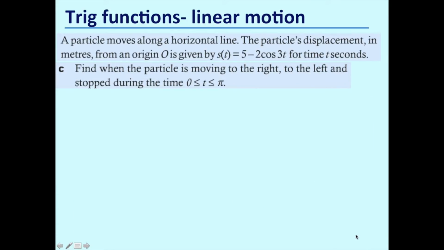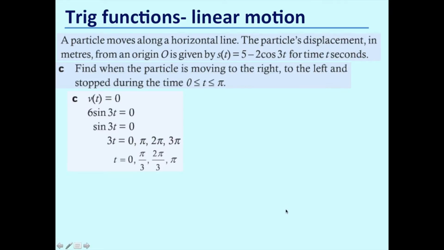Find when the particle is moving to the right, to the left, and stops in this time interval between 0 and pi. So first of all, you are going to need to take the velocity function, which we found previously, and set that equal to 0. So you'll be solving here to find the stationary points. So sine 3t equals 0.